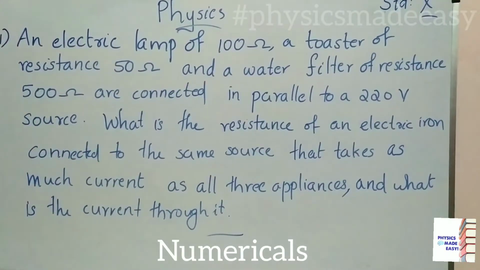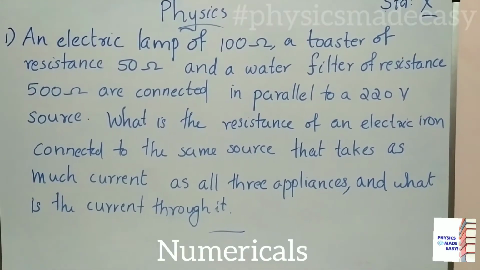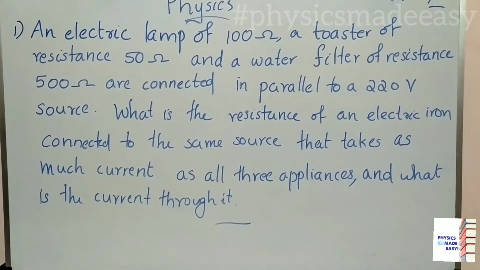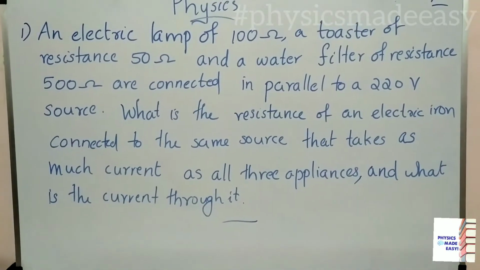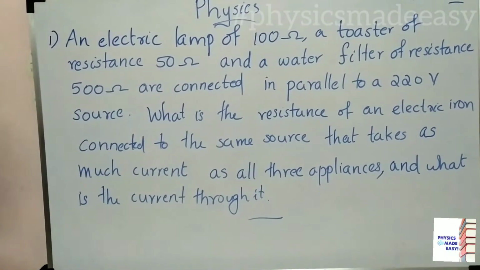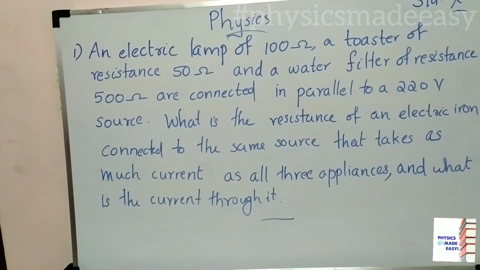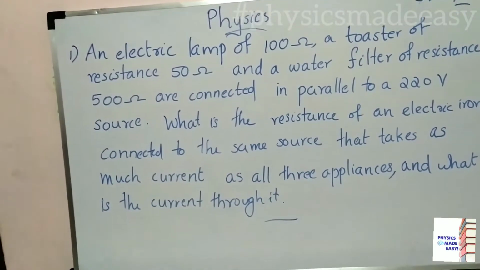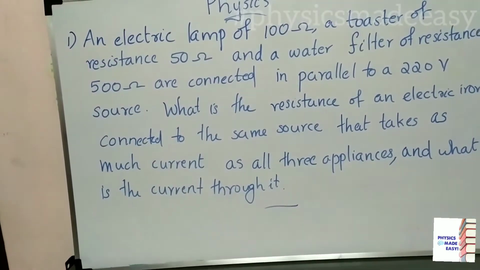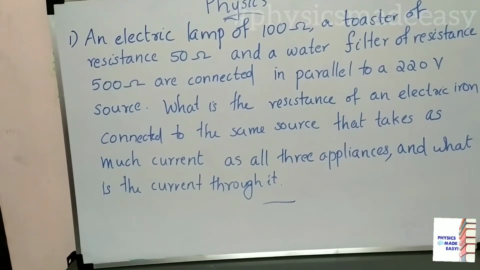An electric lamp of 100 ohm, a toaster of resistance 50 ohm and a water filter of resistance 500 ohm are connected in parallel to a 220 volt source. What is the resistance of an electric iron connected to the same source that takes as much current as all three appliances, and what is the current through it?